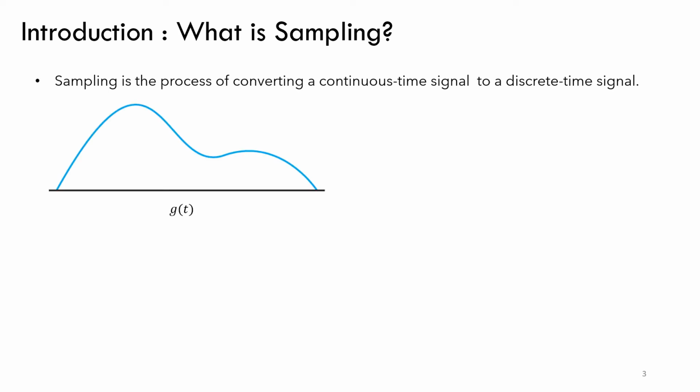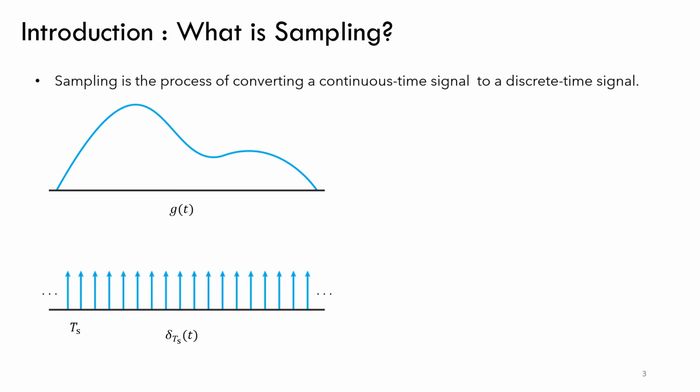Let us consider a continuous signal g of t. This is just an arbitrary signal that we are using to understand this concept. Now we have something called an impulse train. An impulse train is nothing but a sequence of impulses each separated by a time period Ts. Let us call it delta Ts of t.